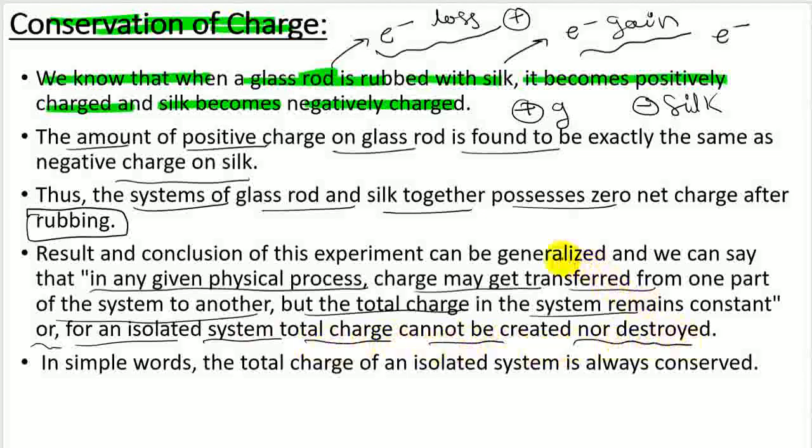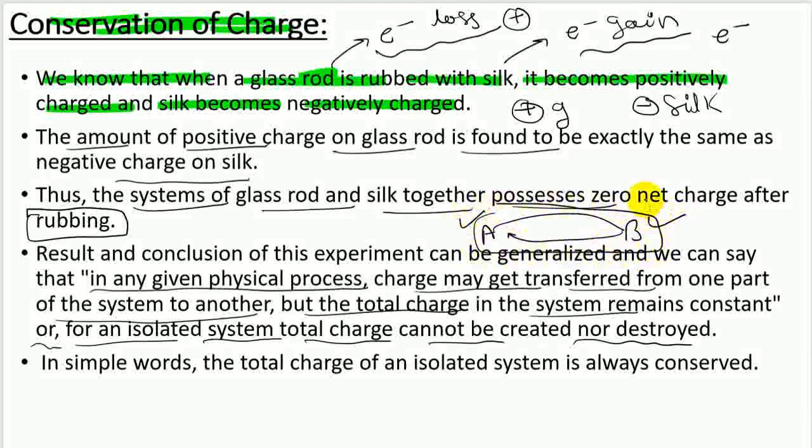For example, A is one part of the system and B is another part of the same system. Charges are transferred from A to B and at the same time from B to A. So for an isolated system, total charge can neither be created nor destroyed. This is a very important thing. In simple words, the total charge of an isolated system is always conserved.